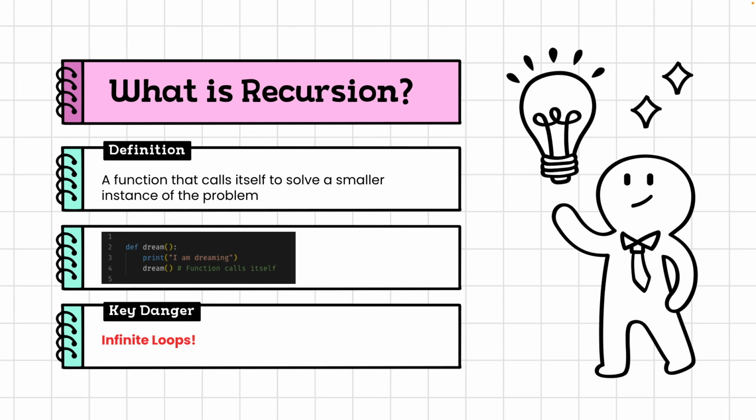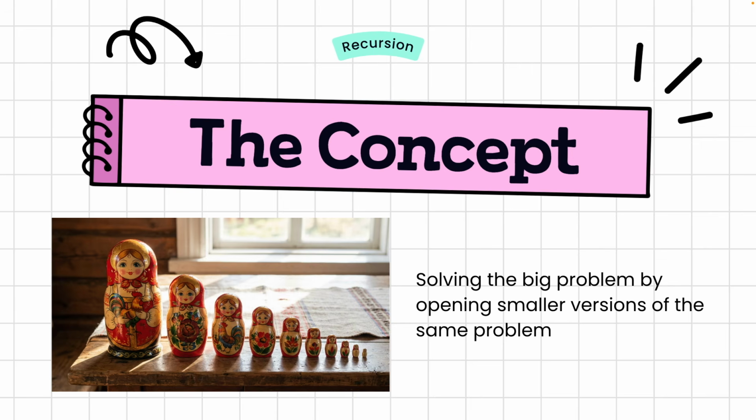Recursion is when a function calls itself to solve a smaller instance of a problem. Imagine a function called dream that calls dream inside itself. In theory, this would go on forever. So if we do not tell it when to stop, your program crashes. So we can think of recursion like the Russian nesting dolls. You open one doll to find a smaller one inside. You keep doing this until you reach the smallest doll that cannot be opened.